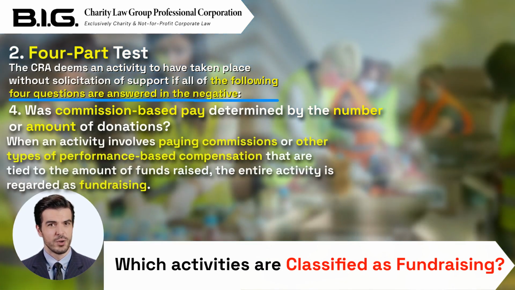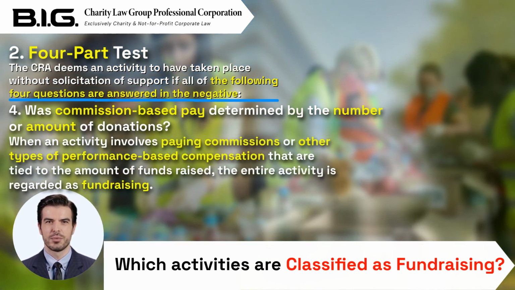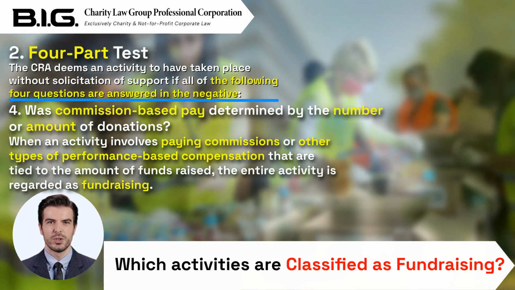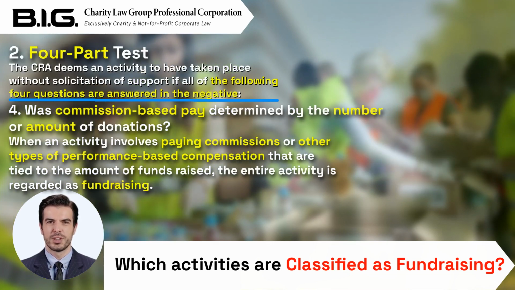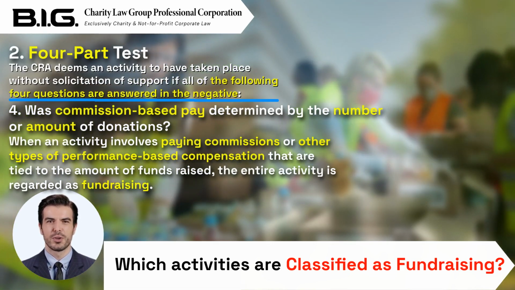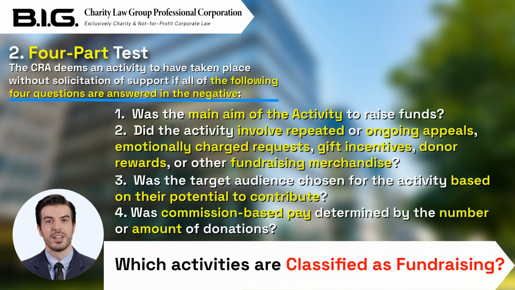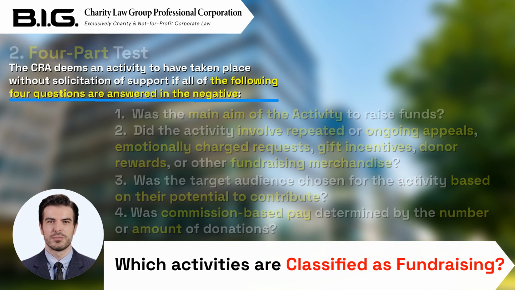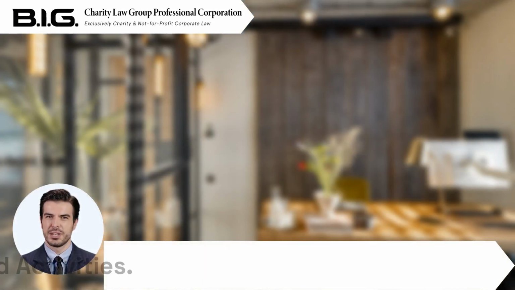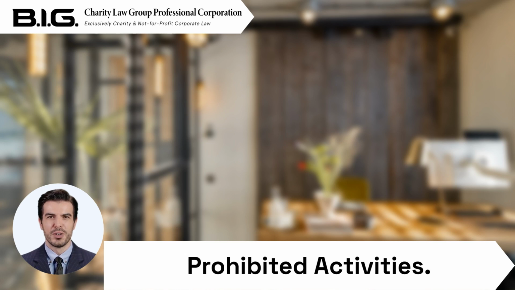When an activity involves paying commissions or other types of performance-based compensation that are tied to the amount of funds raised, the entire activity is regarded as fundraising. These are the 4-part test the CRA uses to deem an activity to have taken place without solicitation of support. Prohibited activities. The CRA prohibits certain forms of fundraising irrespective of other criteria.